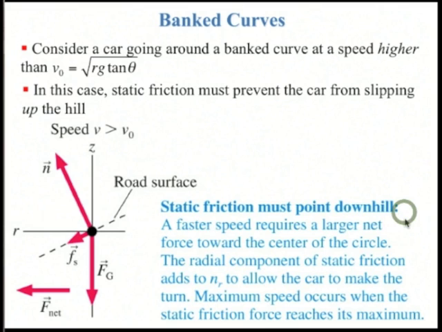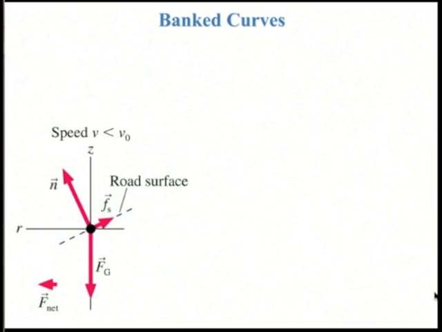So summing up, a faster speed requires a larger net force towards the center of the circle, in order to provide enough centripetal acceleration. The radial component of the static friction adds to the radial component of the normal force to make the car turn. And maximum speed occurs when the static friction reaches its maximum, mu sub s times the normal force.